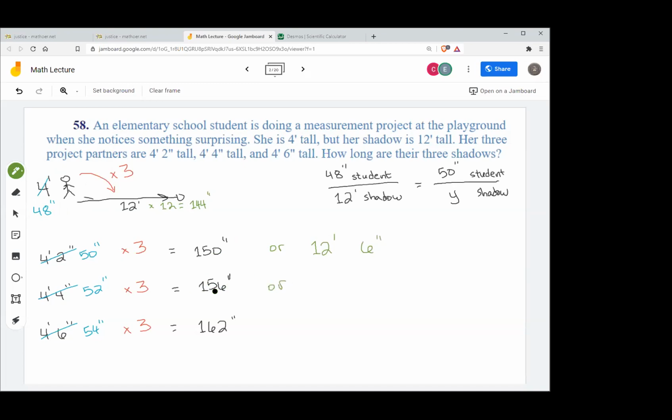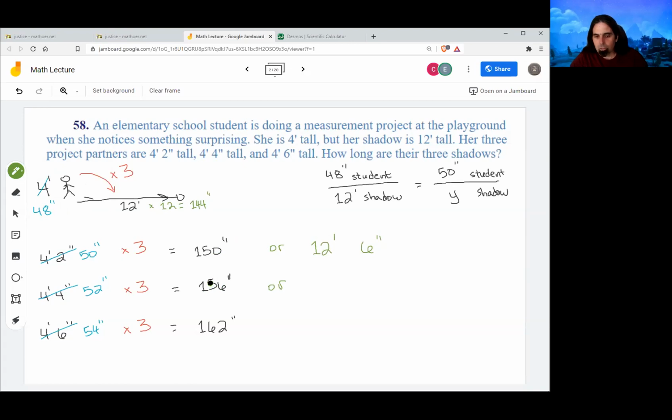For the second classmate, if I'm going from 144 to 156, that's going to be a jump of 6 here, and a jump of another 6 here. So 6 and 6 is 12, 12 more inches, that's going to be a whole other foot. So now I'm at 13 feet. And this is a jump of another 6 inches. So that's just going to be 13 feet, 6 more inches.